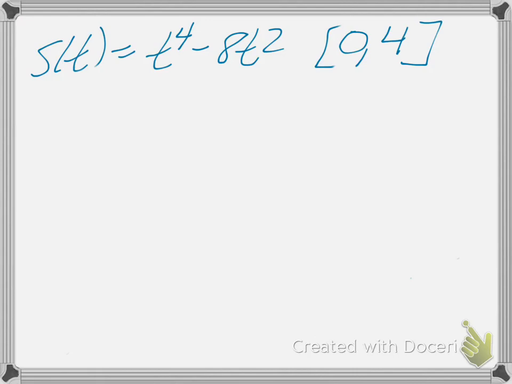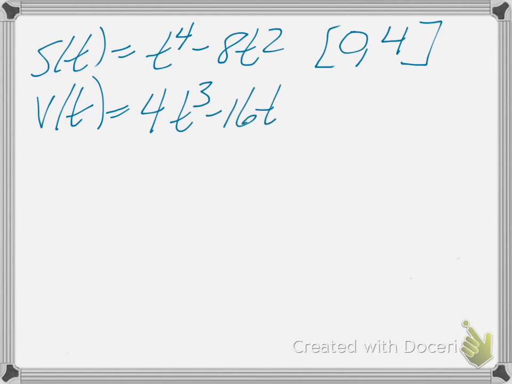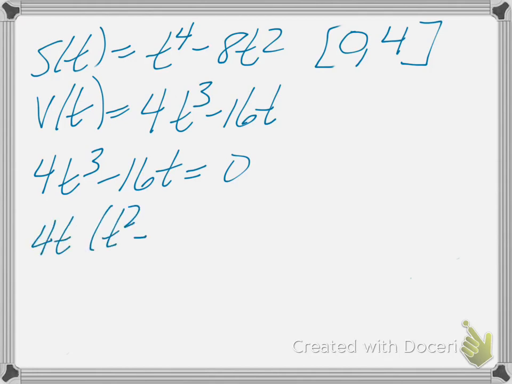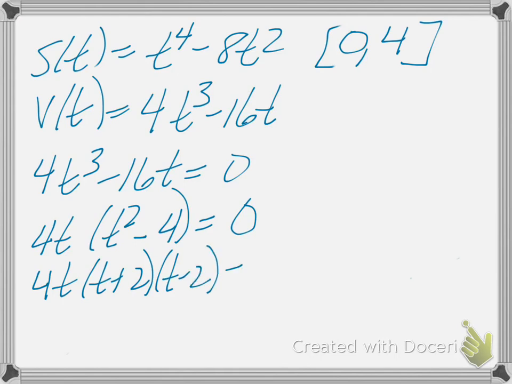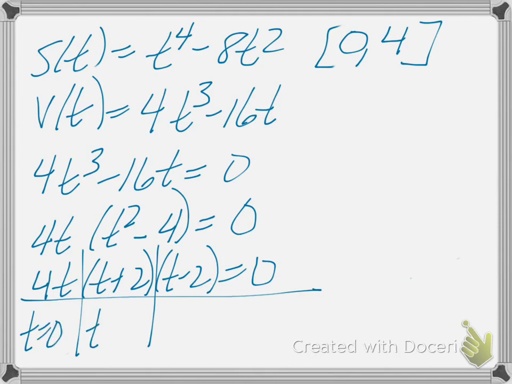So we know to find if we stop to turn around, that would be when the velocity is equal to 0. Okay, so let's find the velocity. And we're going to set that equal to 0. Okay, so we can factor out a 4t. And we can factor again, because this is the difference of two squares. Okay, and it looks like we're going to have three answers here. We're going to get t equals 0, t equals -2, and t equals 2.